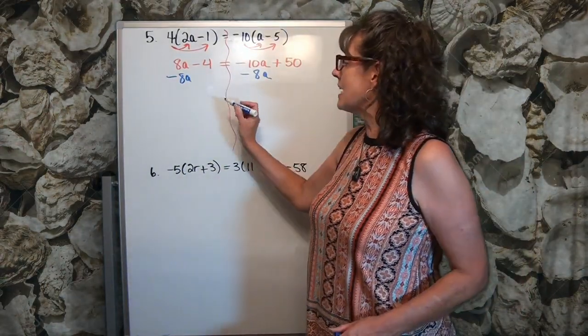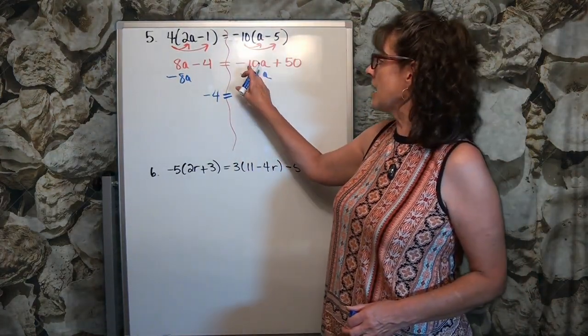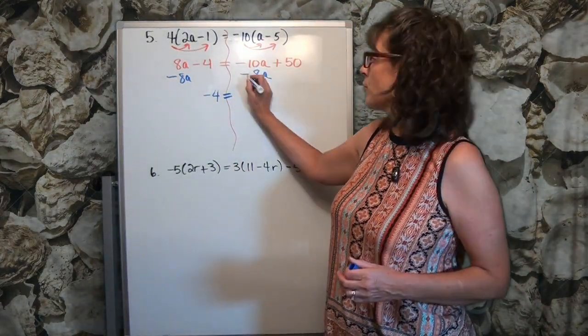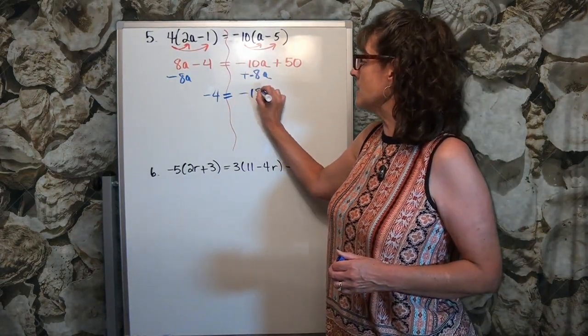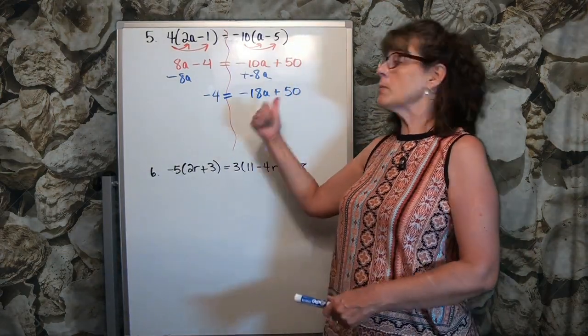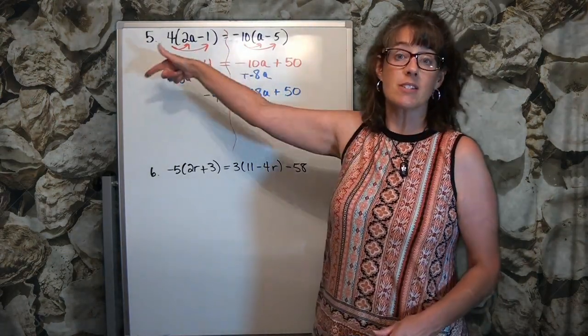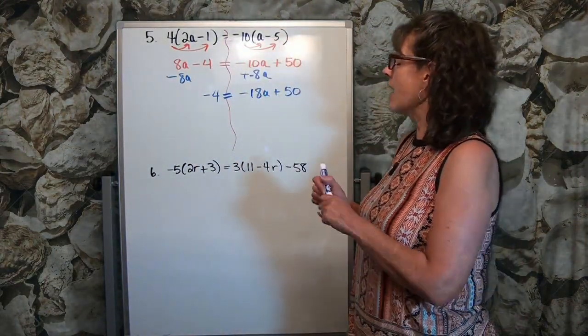So this is a negative 4 that's sitting there. Now on this side, a negative 10a minus an 8a, or if you prefer, plus a negative 8a, combining those up gives me a negative 18a plus 50. So I threw all my variables on this side, meaning all my constants now need to go on this side. So we know now at this point we're going to slide that 50 over.